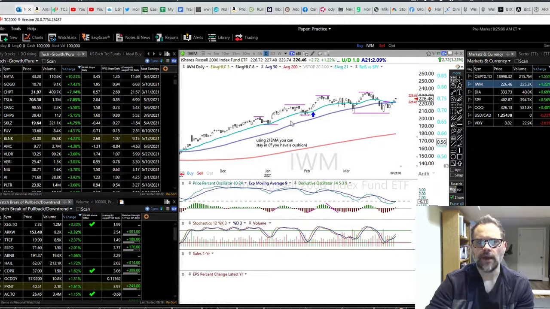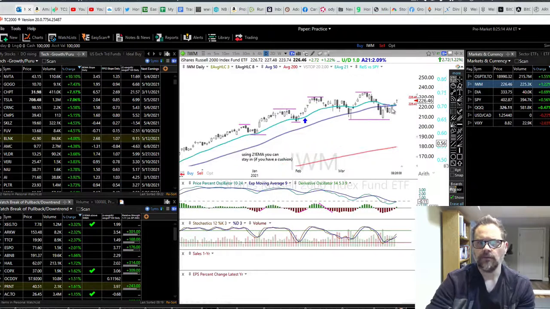The other thing I look at is I like the price, the candles, to be above the 50-day moving average, and ideally this 21 EMA, which is the exponential moving average, is above the 50.